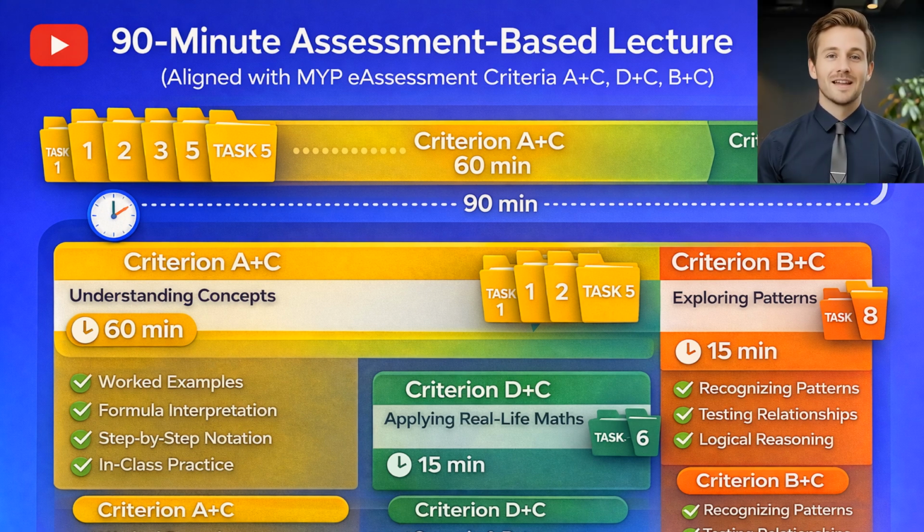This is how our 90-minute MYP mathematics lecture is designed, fully assessment-driven. First 60 minutes, we focus on criterion A and C, building strong concepts, solving exam-style questions, and writing clear mathematical steps. Next 15 minutes, we shift to criterion D and C, applying maths to real-life scenarios, interpreting data, and justifying answers. Final 15 minutes, we train criterion B and C, exploring patterns, testing relationships, and thinking like an investigator. Every minute is aligned to the MYP eAssessment.